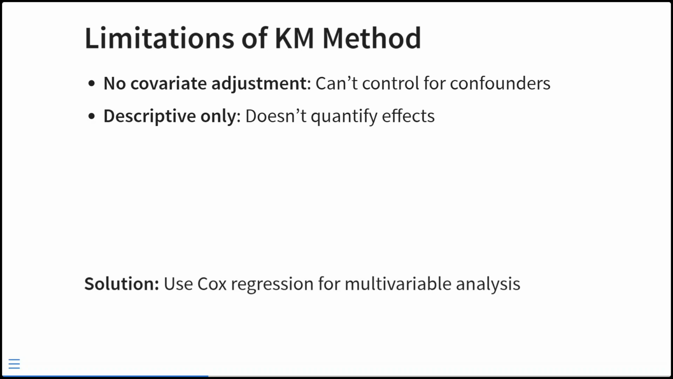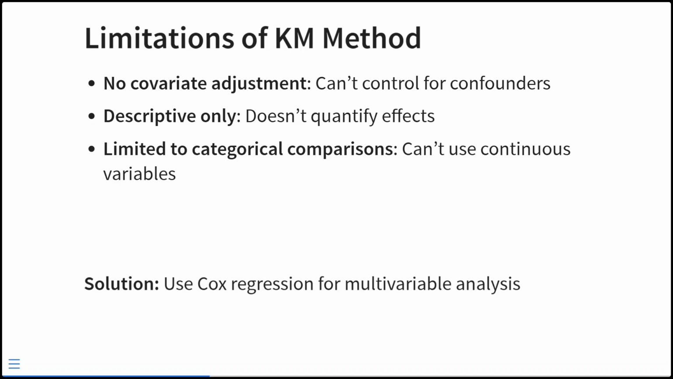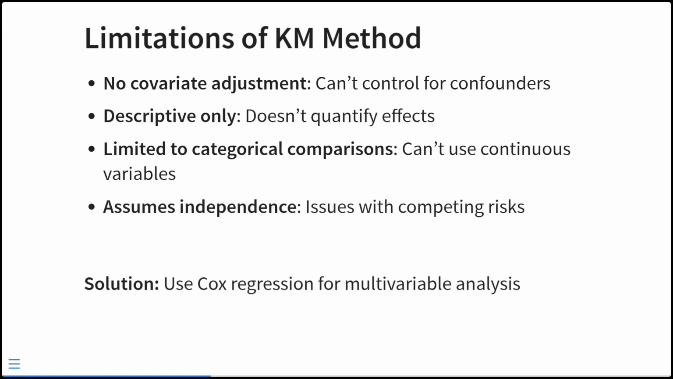The Kaplan-Meier method is descriptive only. That means it does not quantify effects. It only describes. We don't know by how much a particular covariate is affecting the survival of individuals in the study. Also, it is limited to categorical comparison, so you cannot use continuous variables. If you notice, we're only using age. For example, in that particular survival curve, we compared age groups, we can compare race, but with continuous variables, how would you compare survival times? So this is one of the limitations.